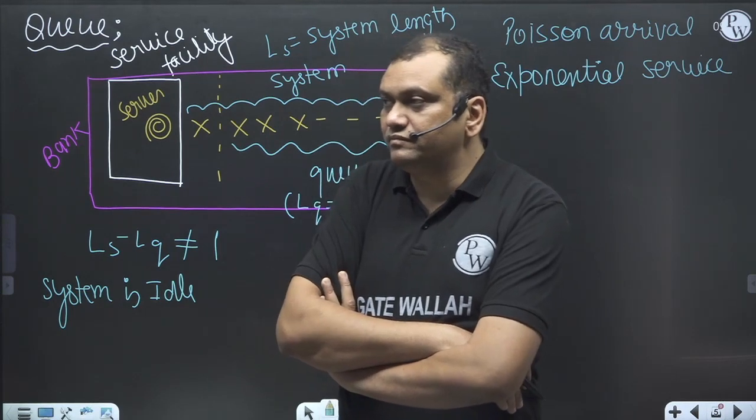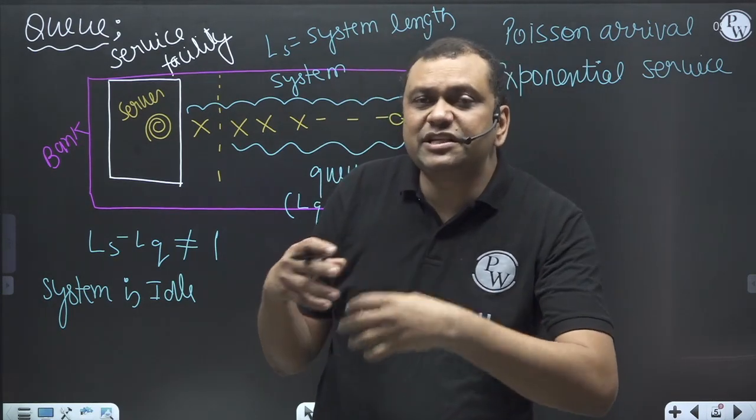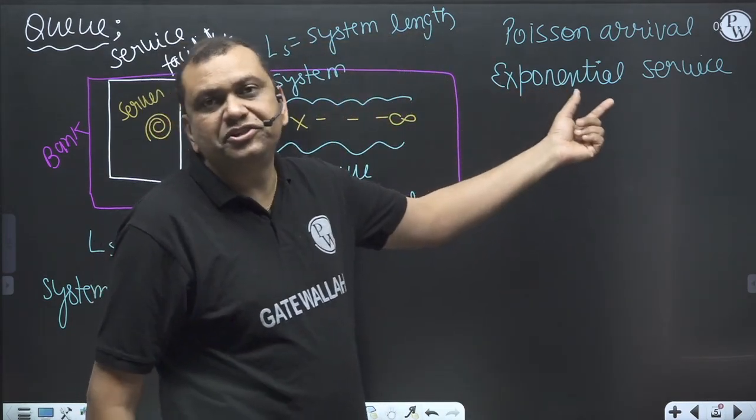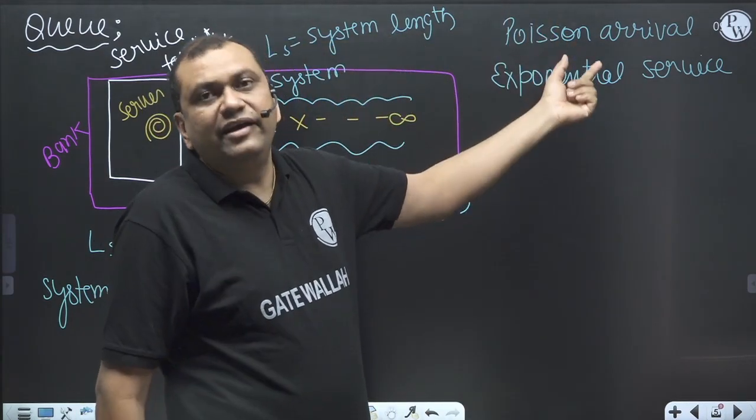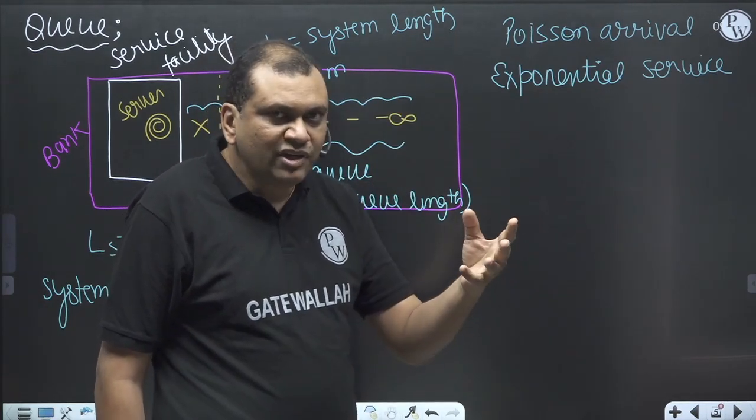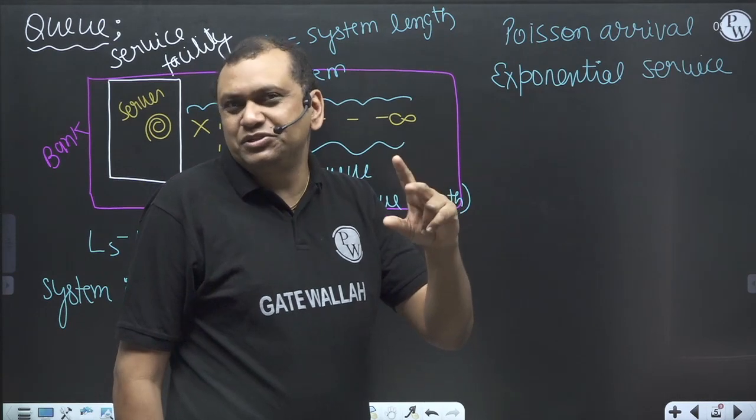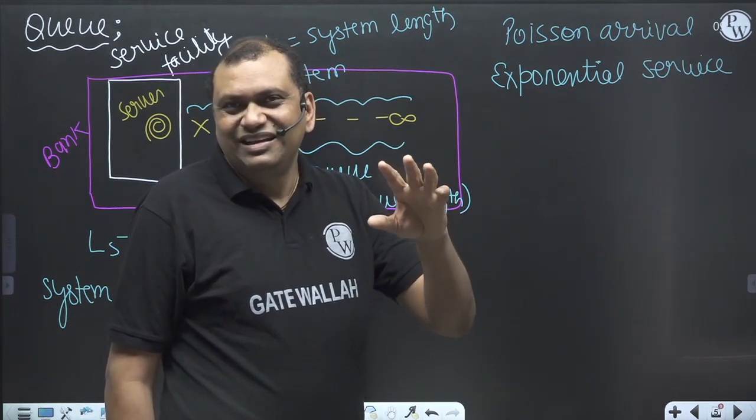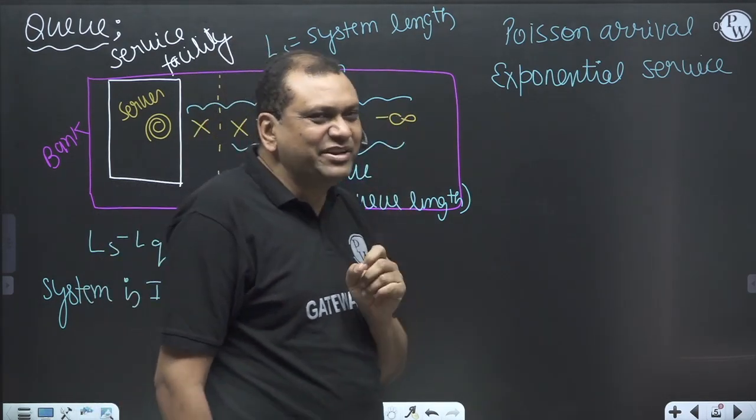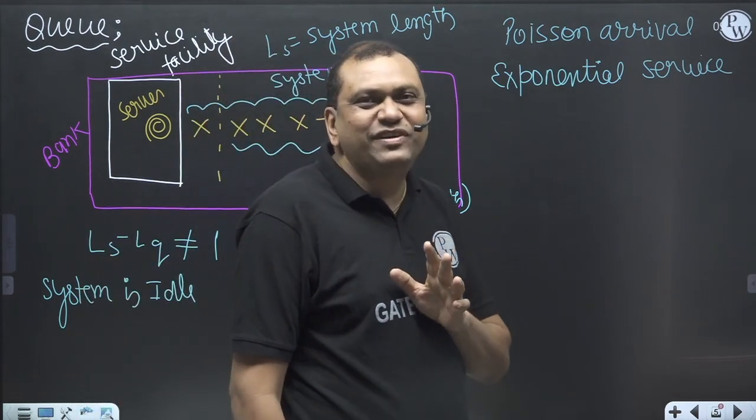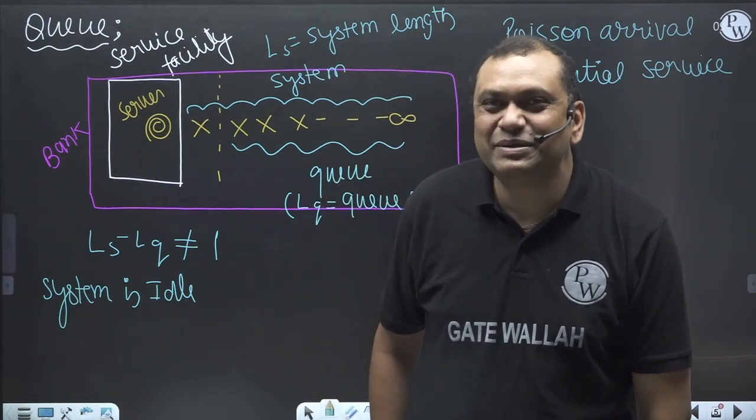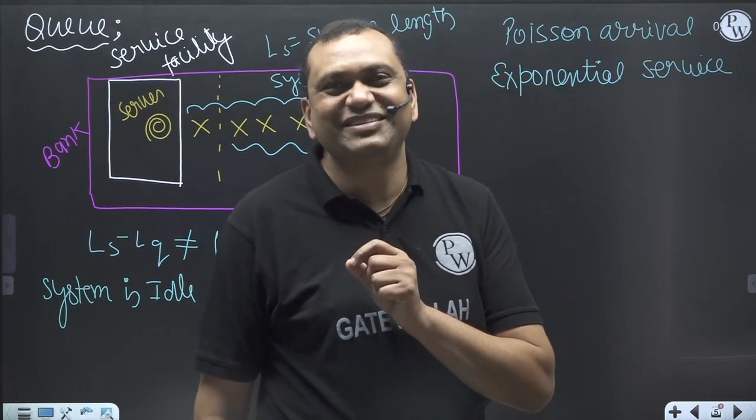And the rate at which the service is being rendered by the system has an exponential distribution. If you change the probability distribution, there will be a change in the solution. But for competitive examinations, we are pretty much restricted to Poisson arrival and exponential service.